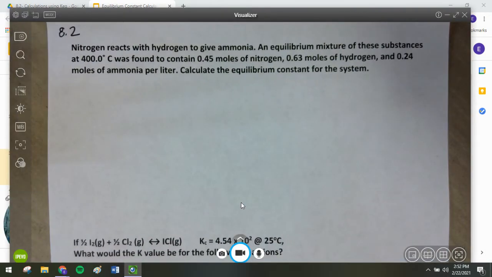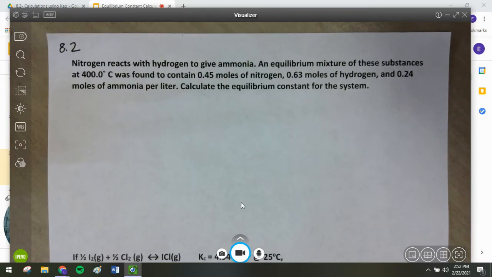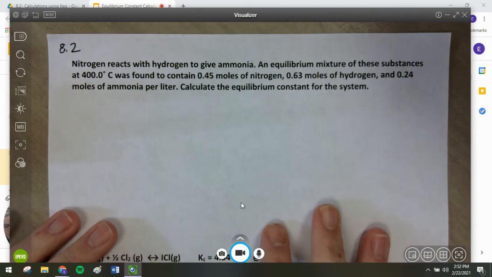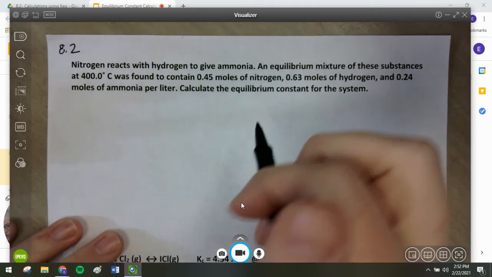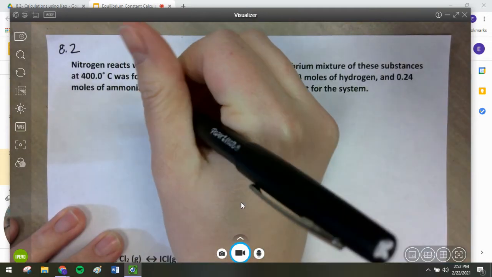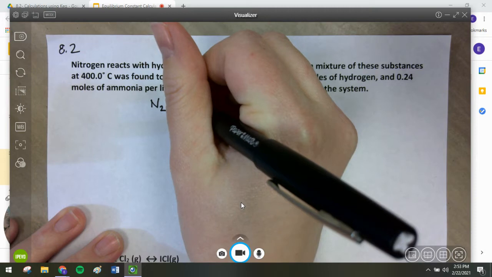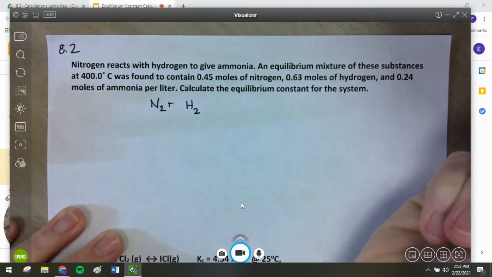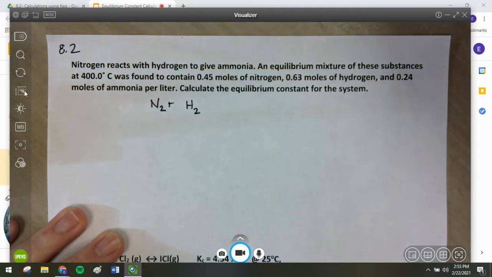To start off with, we've got our problem from before, and we're diving right into examples because honestly, that's the easiest way to do this. So the first thing you need to have is your balanced equation. And so we have nitrogen reacting with hydrogen, N2 plus H2.